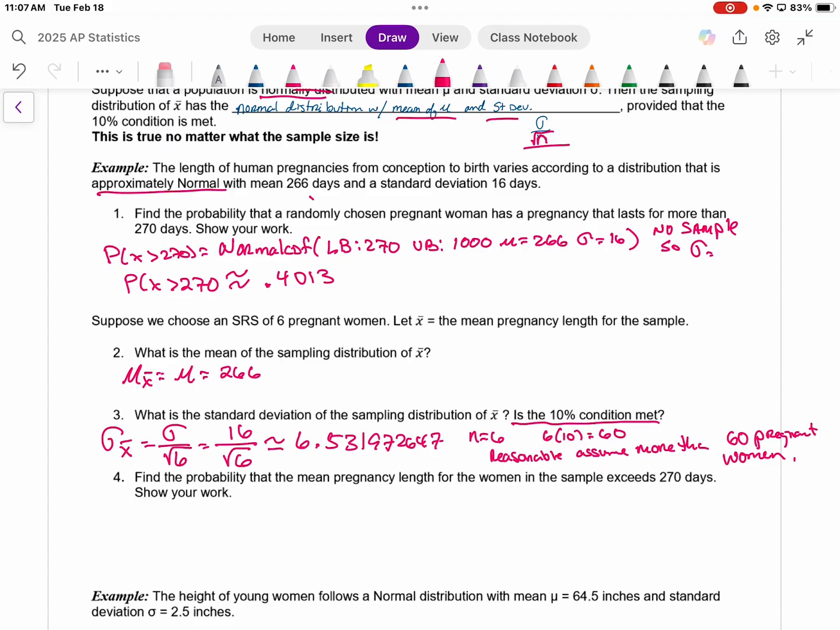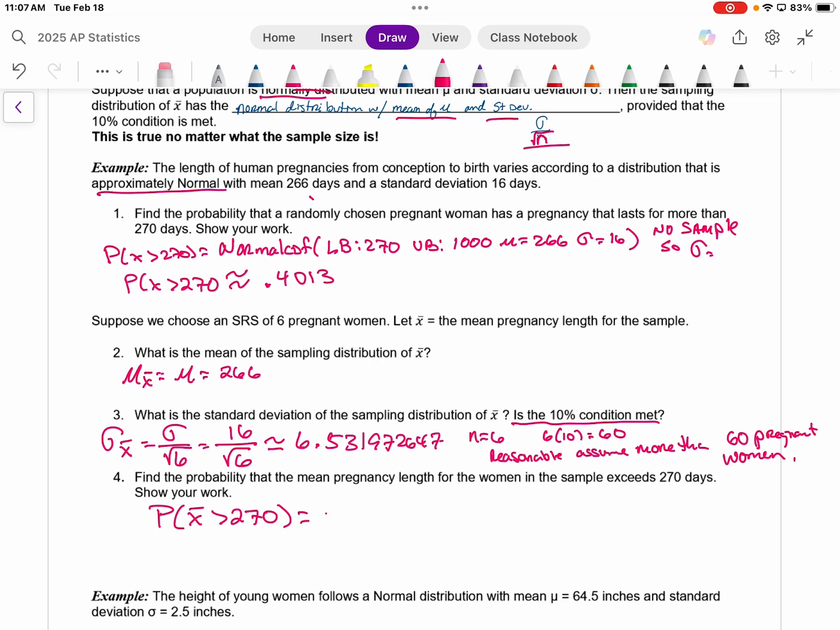But again, I'm going to use the calculator and type a formula to make it go a little bit easier. Part 4, find the probability that the mean pregnancy length for the women in the sample exceeds 270 days. So what's the probability that X bar is greater than 270 days for this sample?